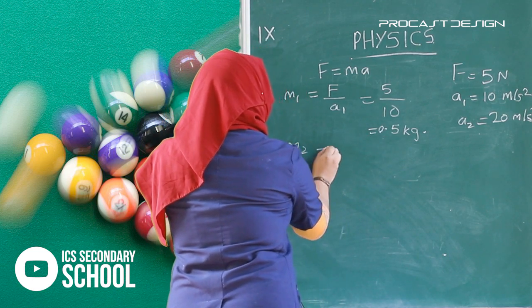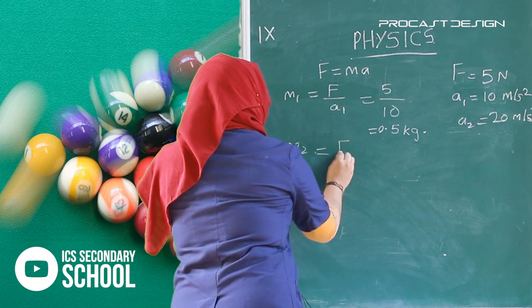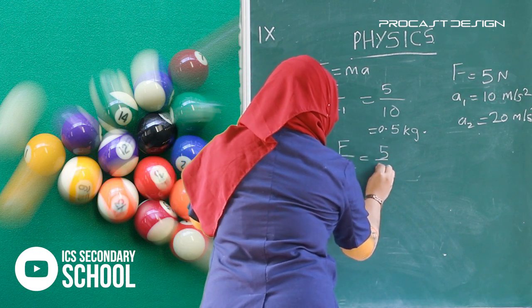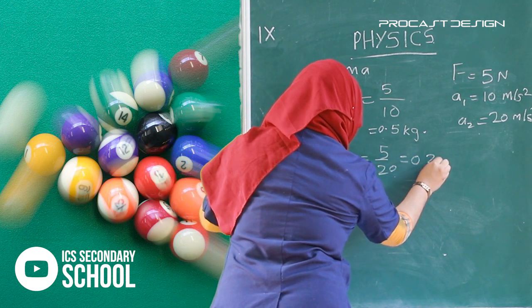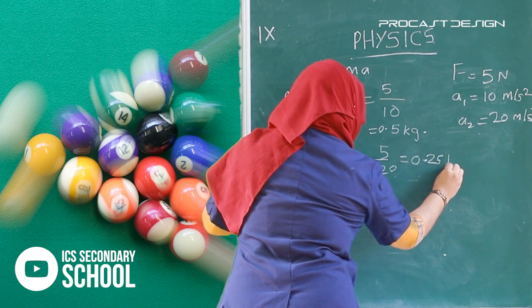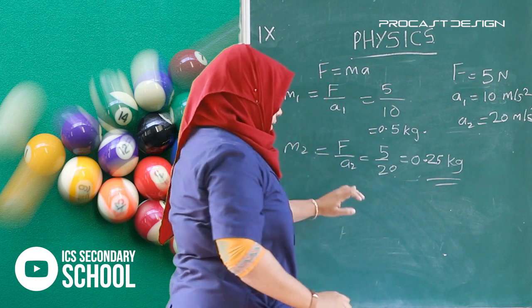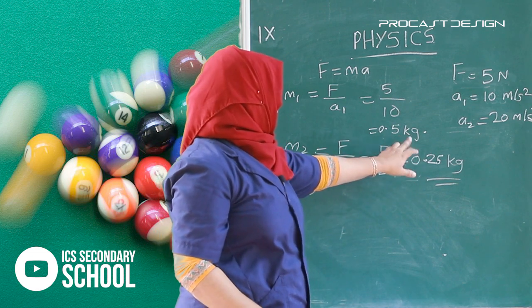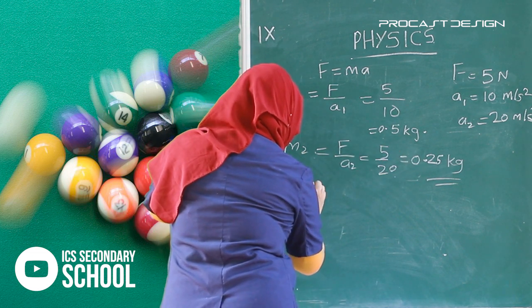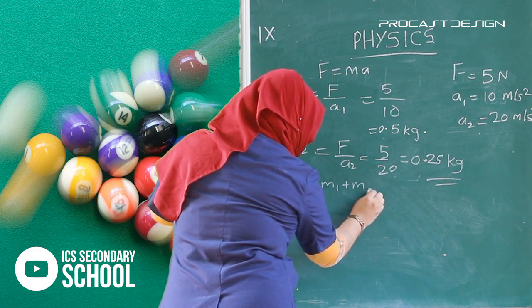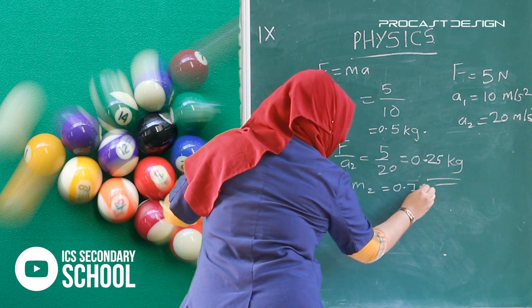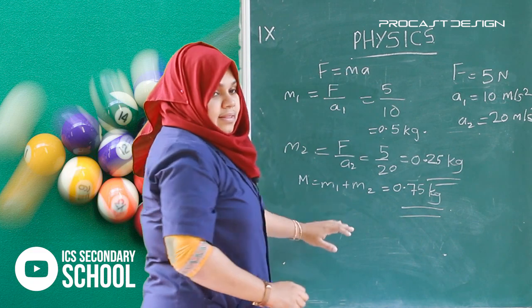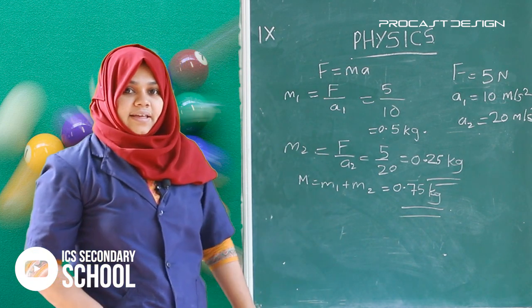Next M2. What is the equation of M2? F divided by A2. You get 5 by 20, that is equal to 0.25 kilogram. Then what is the total mass? M1 plus M2. What is M1 plus M2, the total mass? We get 0.75 kilogram.